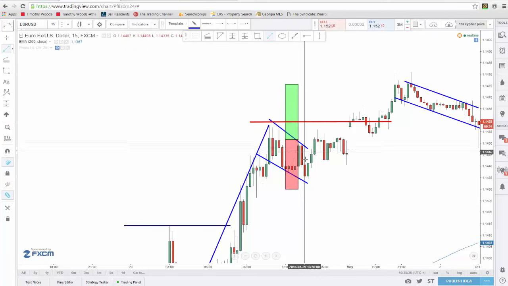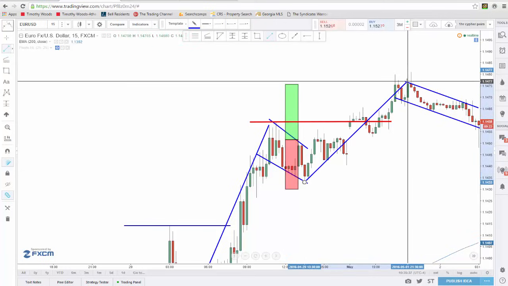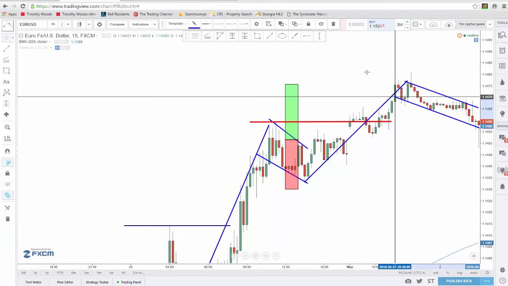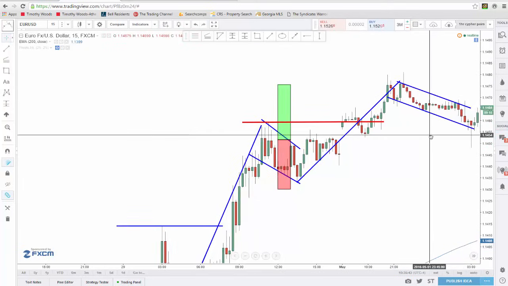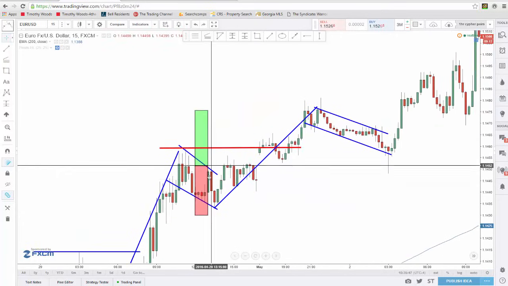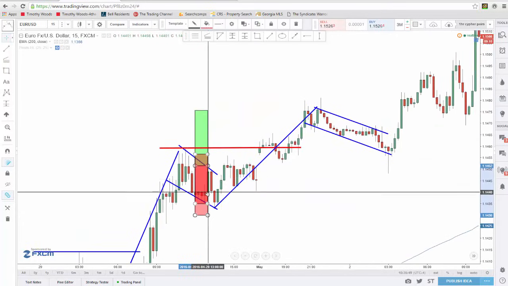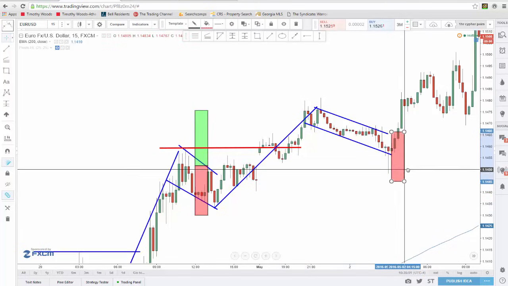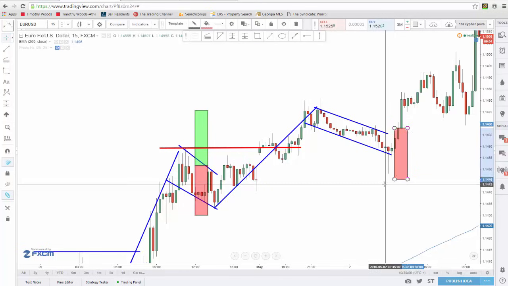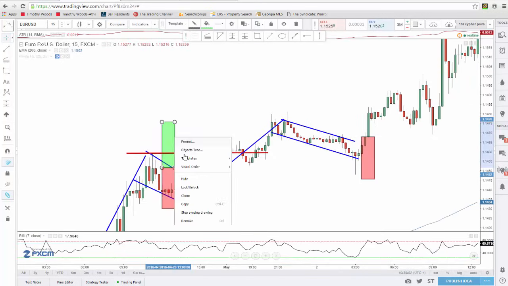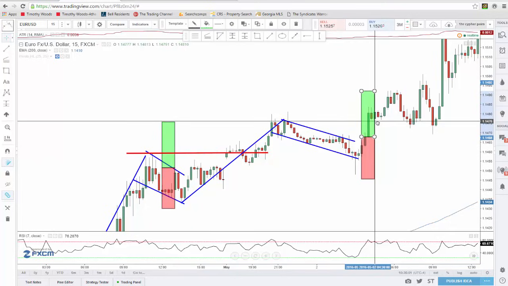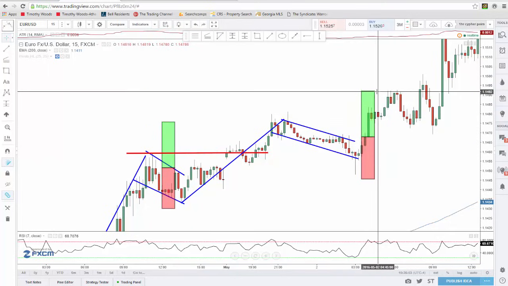And the pole would be from here. Not that it really matters, but that's just how I've decided to draw these flag patterns out for you guys. Waiting for the break above, we got it. Now stops again below our previous swing there, and targets, assuming we're taking targets at a 1-to-1, close to where they're at already.